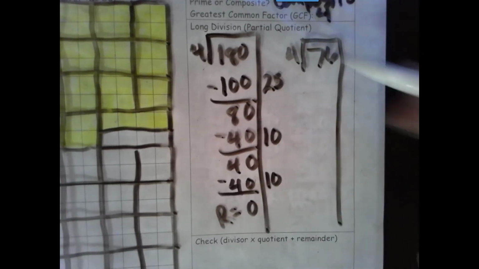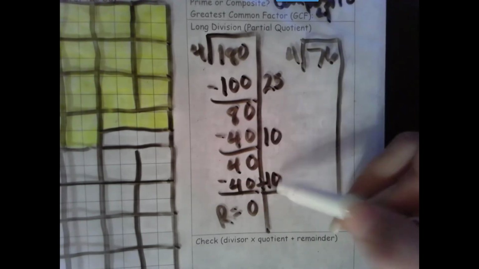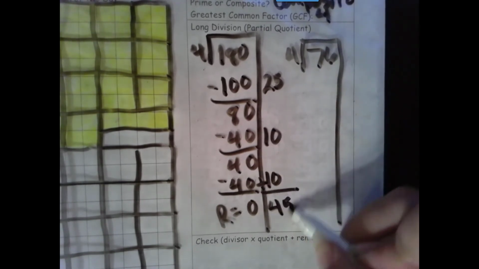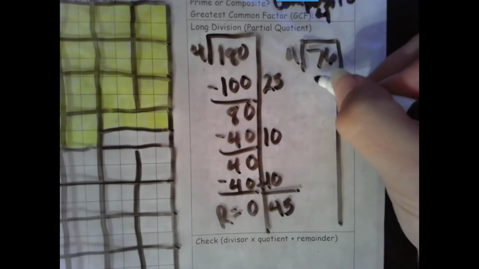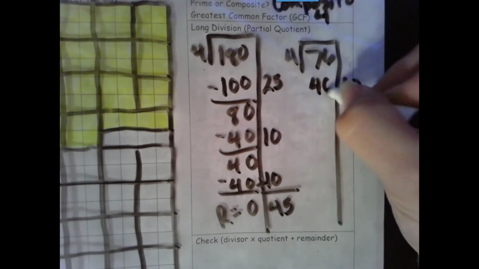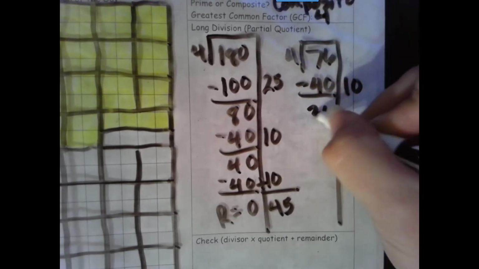Okay, over here, let's see. Oh, I forgot to add my partial quotients. 25, 35, 45. Okay, over here I'm going to do 10 groups of 4. 10 times 4 is 40. More on top, no need to stop.